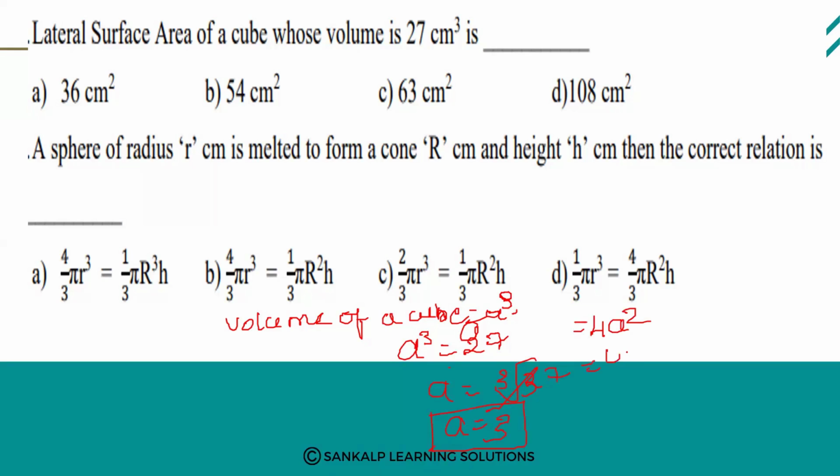So 4 into a square, that is 3 square. So 4 into 3 square is 9. 9 fours are 36 centimeter square. Right? So which option is right?